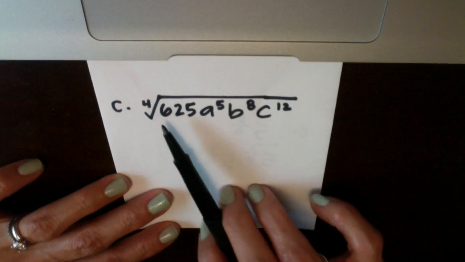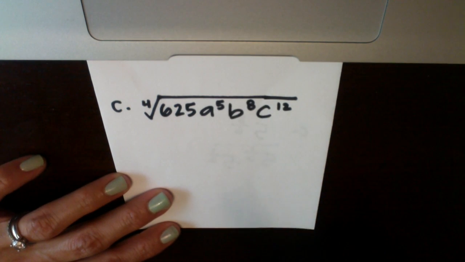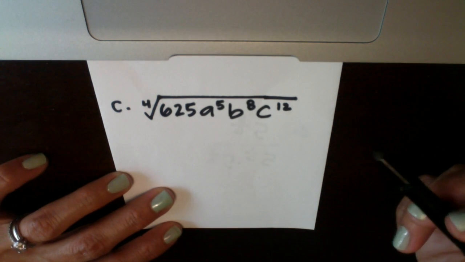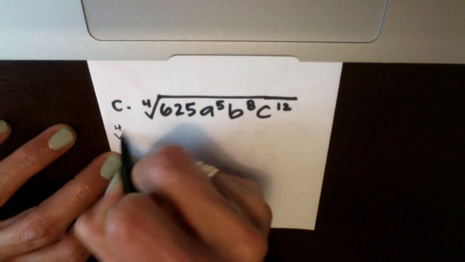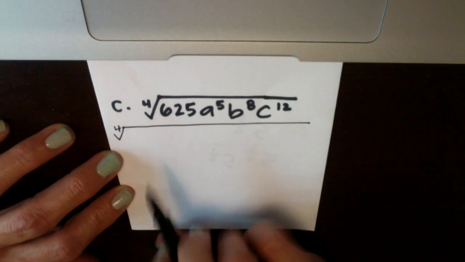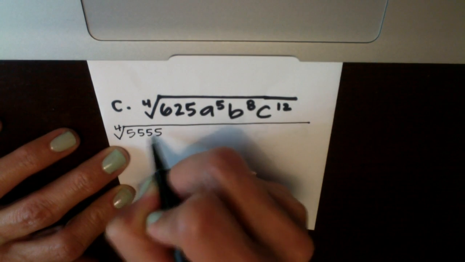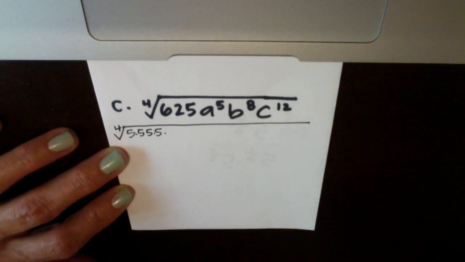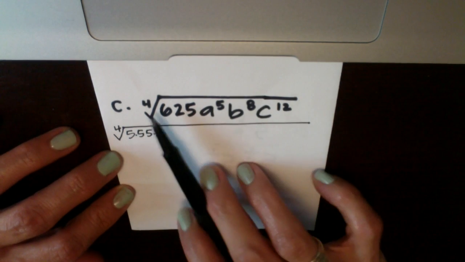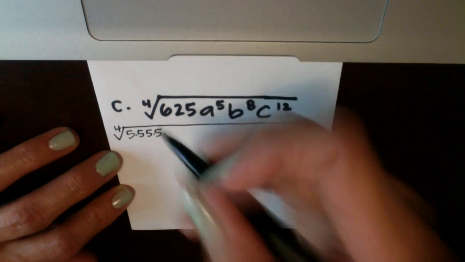The 4th root of 625 a to the 5th b to the 8th c to the 12th. So this one's going to break down a lot. So again, you can use your calculator or start breaking it down, but it's 25 times 25. You have 5, 5, 5, 5. Next, 4 goes into 5 how many times? The answer is 1. So you're going to write a to the 1, and you'll do that 4 times.